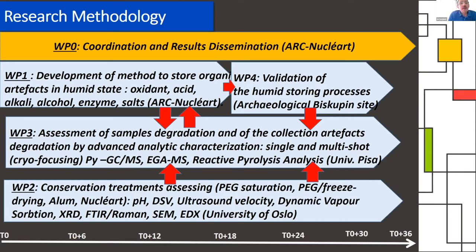The main part of this work is taken in charge by ARC Nucléart in Grenoble. After the end of this development, there will be a sort of technical transfer from Grenoble to Poland, to the Biskupin archaeological site, depending on Poznan University. This scientific team has to validate the protocols we define during work package one.